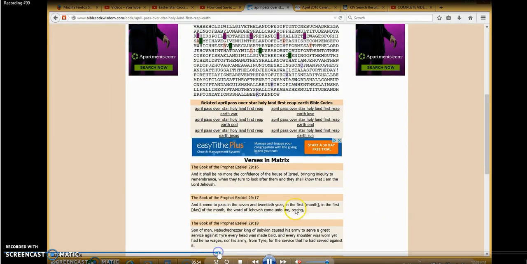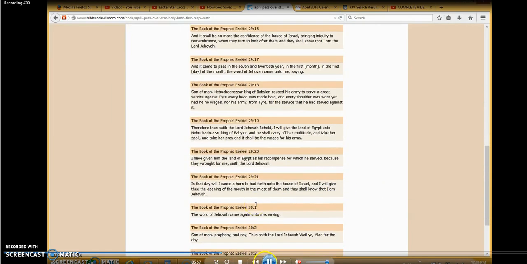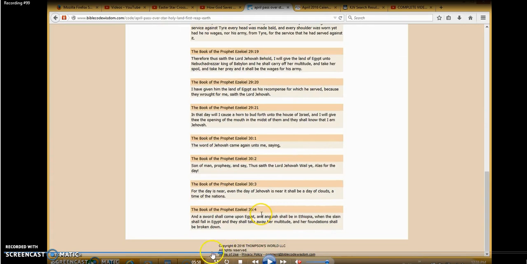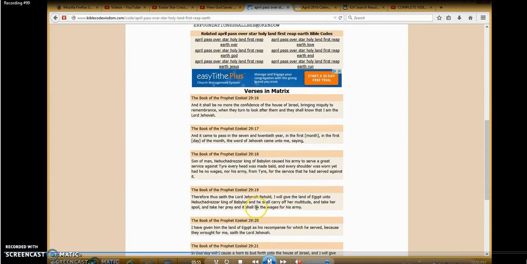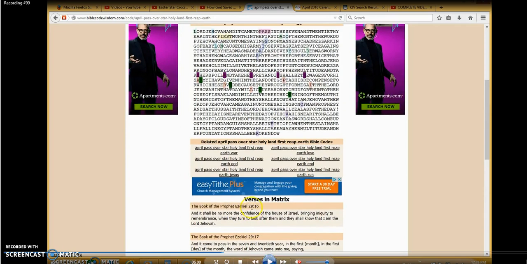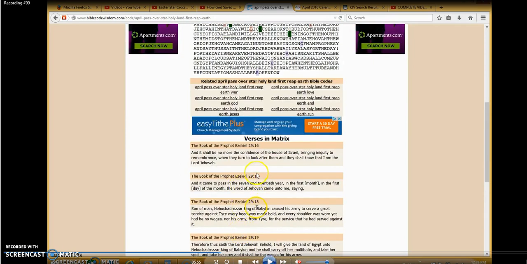Let me try to bring it up some more. Okay, it comes up in Ezekiel 29 through Ezekiel 30, and so let me back that up again so you can see that matrix. Okay, it was from Ezekiel 29:16 through Ezekiel 30 verse 4. And it's interesting that it's over here in verse 17 that it mentions the 7 and 20th year, the 27th year, and the first month, the first day of the month.